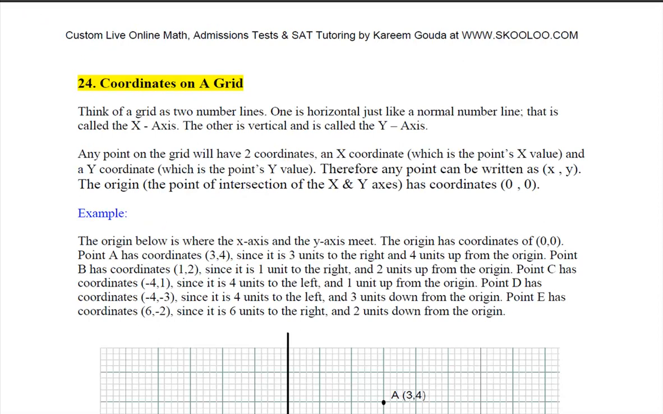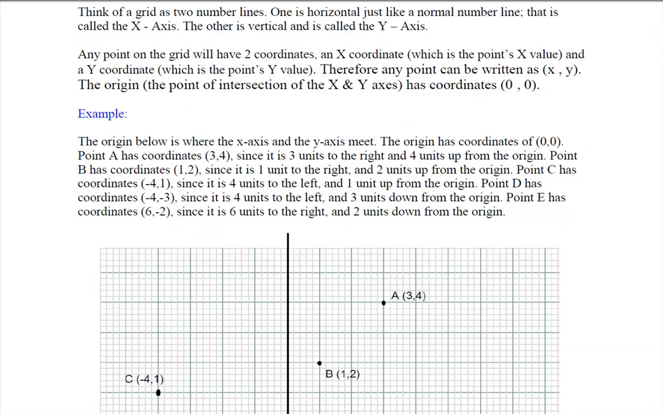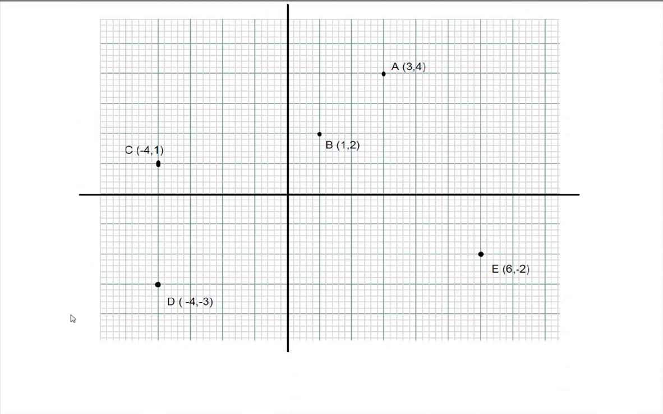Okay, last point here, 24, coordinates on a grid. Just make sure that you remember how to name or to identify any number on a grid, on an XY grid like this. For example, this point is called B, 1 and 2. The first number is the X, and the second number is the Y. So here is 1, so my X is 1, and here is my Y, 2, so my Y is 2.